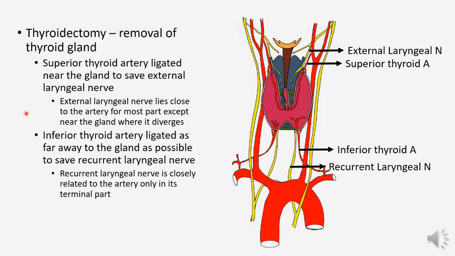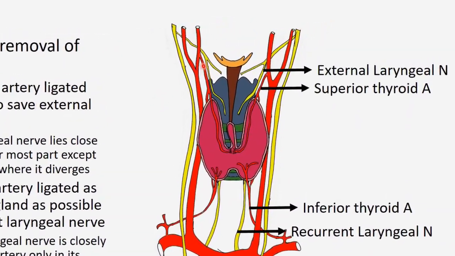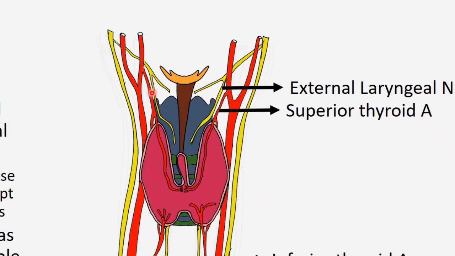The other surgical anatomy point relevant to the surgery of thyroidectomy is concerned with the relations of the superior and inferior thyroid arteries. During thyroidectomy, both the superior and inferior thyroid arteries should be ligated. During the process of ligation, all care must be taken not to injure the external laryngeal nerve and recurrent laryngeal nerve, which closely accompany the superior thyroid artery and inferior thyroid artery. As we saw in the relations, the external laryngeal nerve closely accompanies the superior thyroid artery for most part, except where it comes close to the upper pole of the gland, where this nerve diverges away.